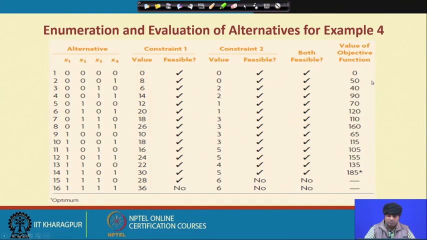Now the summary looks like this. We have 0 0 0 0, and the value will be 0 because all variables are 0. This is feasible, the constraints are also feasible, both are feasible, and the value of the objective function will be 0. Now the second option is 0 0 0 1, with x4 equal to 1. Corresponding to the objective function and the constraint, it will appear as 8, and this is 0, both are feasible, and finally it comes to 50.